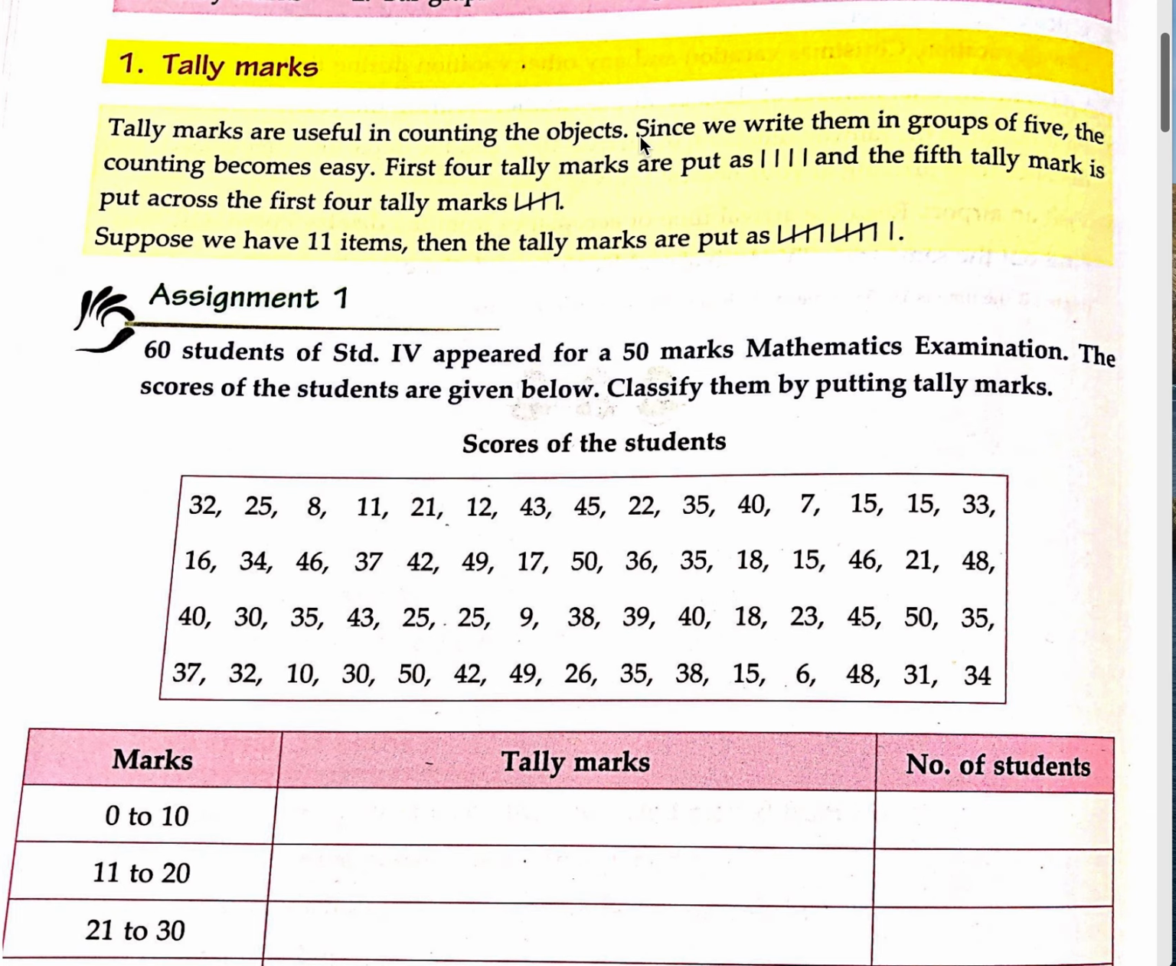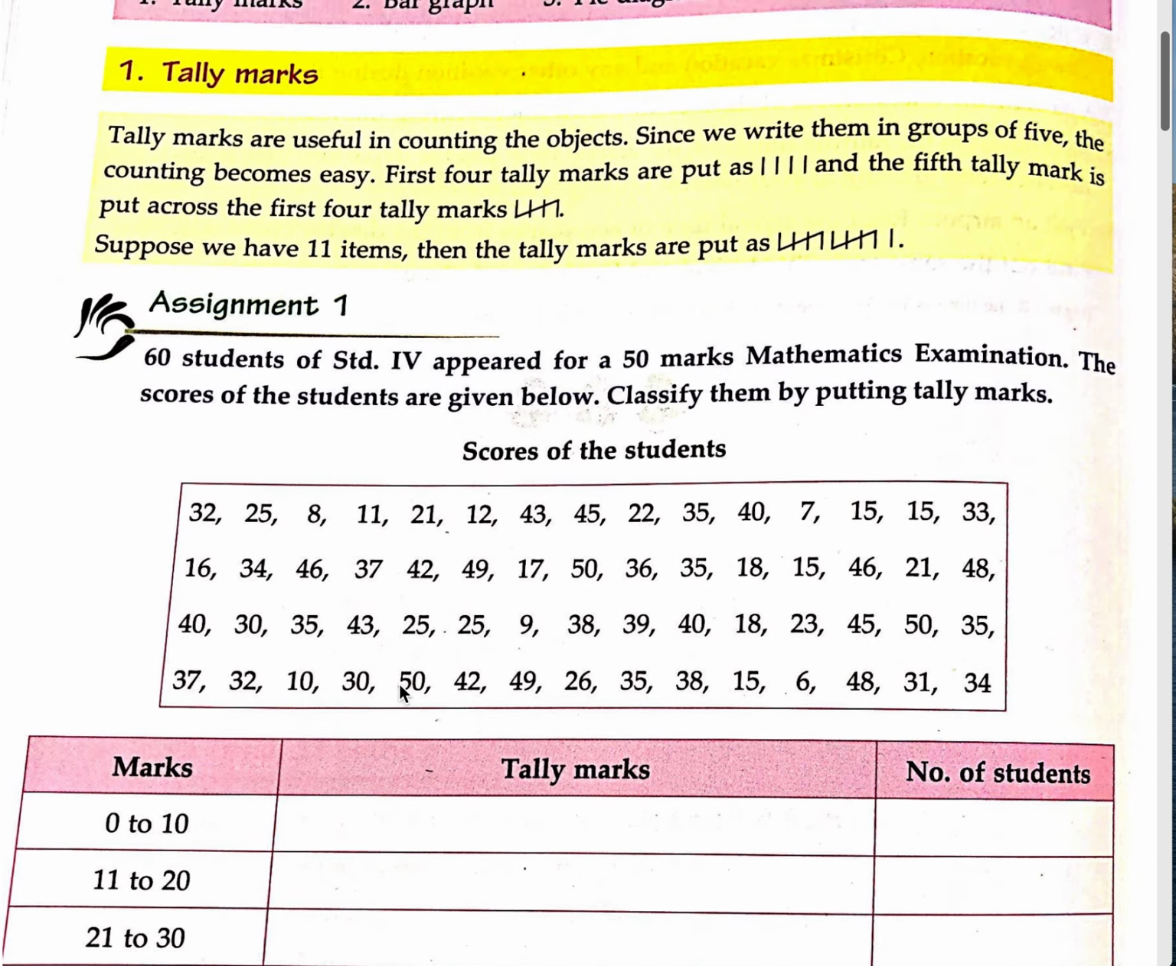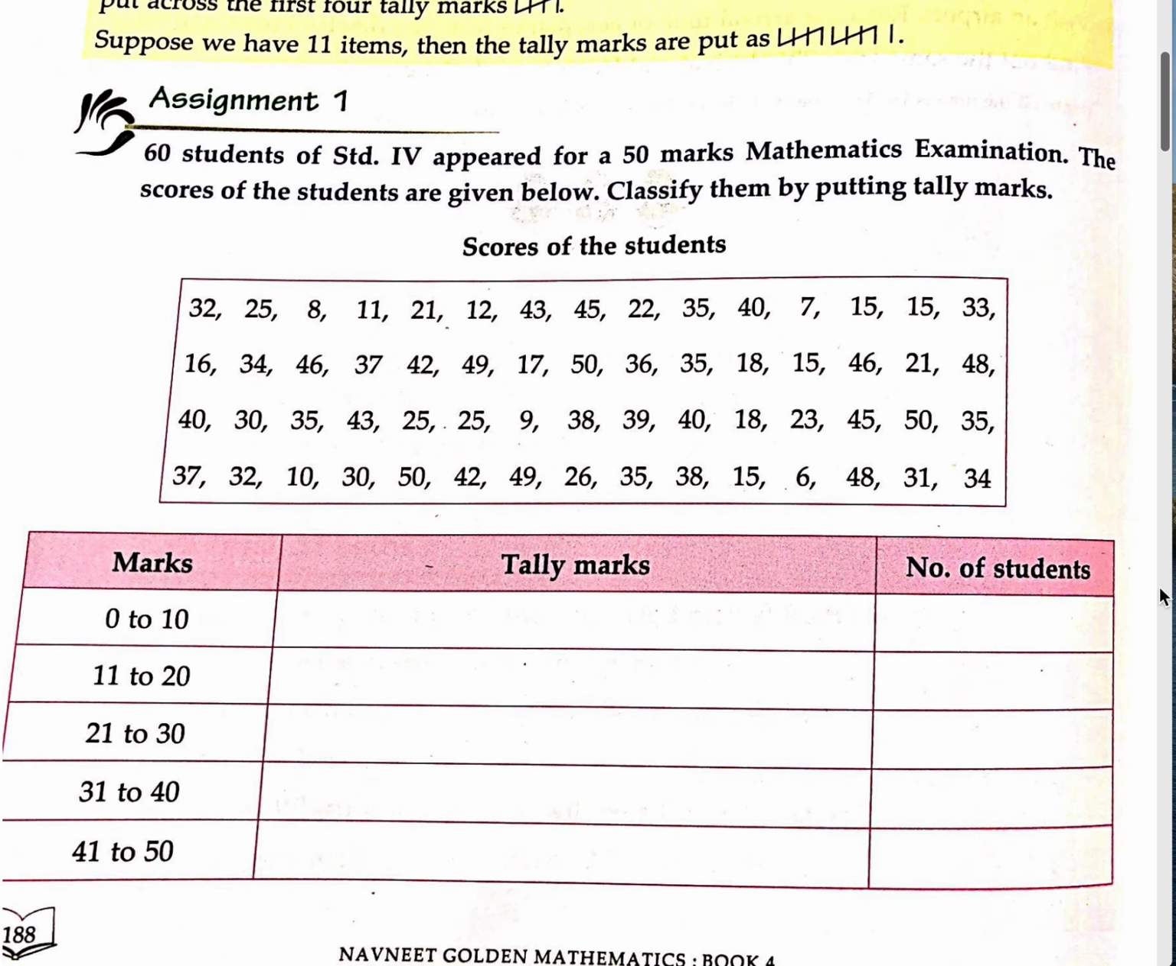It is useful in counting objects. Since we write them in groups of 5, the counting becomes easy. So first 4 tally marks are put as 1, 2, 3, 4. The fifth tally mark is striked across. Suppose we have 11 items, so we'll write 4, then strike 5, then 1, 2, 3, 4, strike 5 and 1. So now let's do one tally mark sheet.